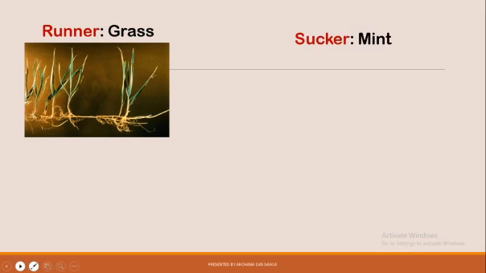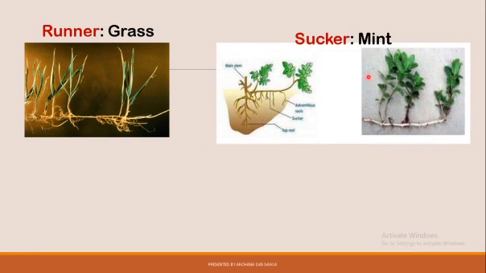Another type is sucker, commonly seen in mint plants. Somewhat similar to runner, but the difference here is that the main parent body continues its existence. It will start branching. Then one of the branches will grow out, going on striking roots continuously. After a distance, they will stand erect and produce some leaves.